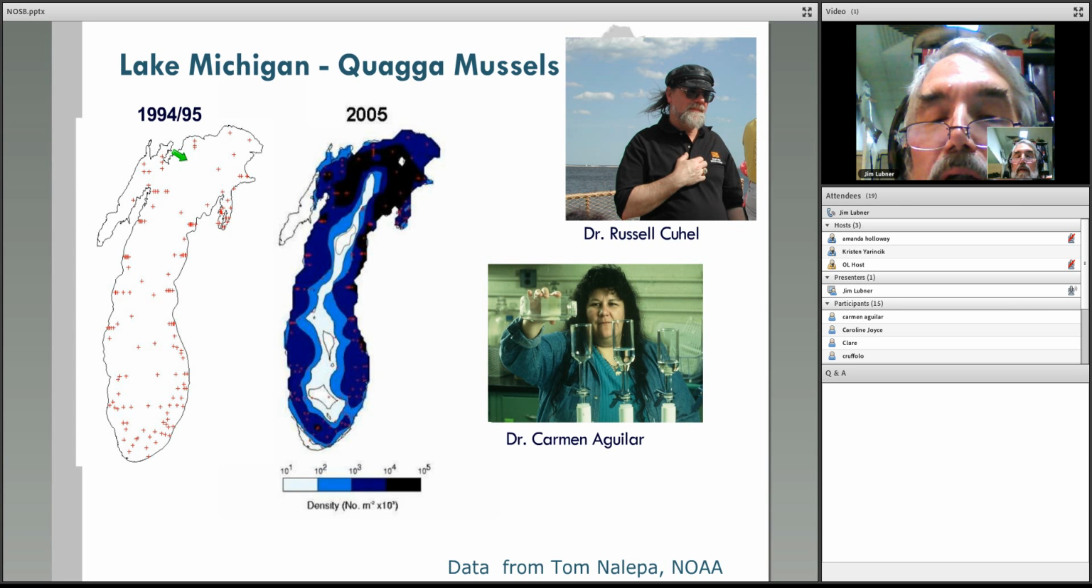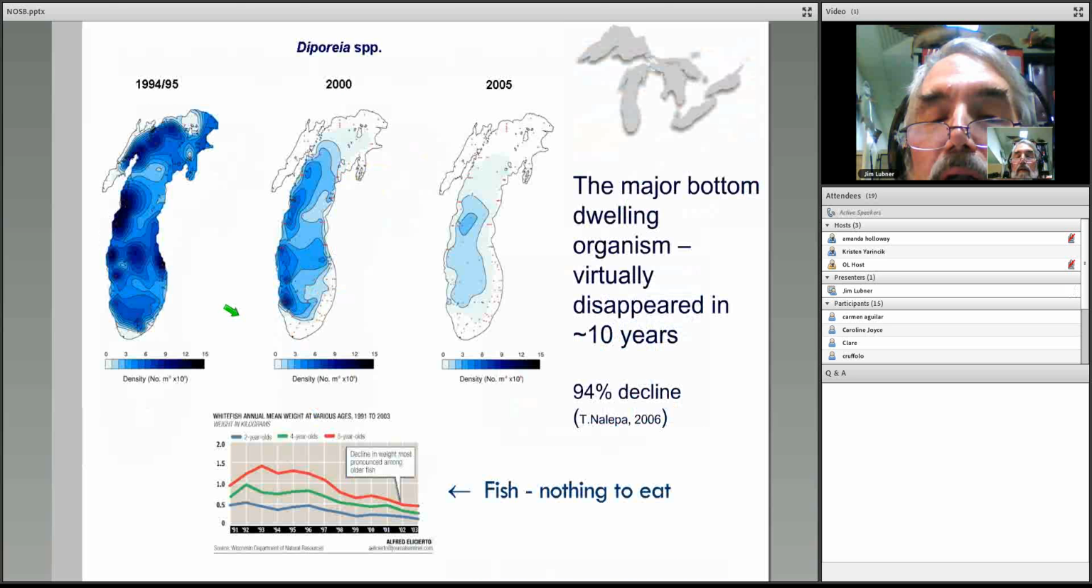But you can see here in 94-95, when we had lots of zebra mussels, we had very, very spotty indications of quaggas. And in just a 10-year period, quaggas have really taken over and outcompeted zebra mussels, especially here in the southern part of Lake Michigan and in other parts of the Great Lakes system. So they're, again, causing new changes to our ecosystem. One of the organisms that's been affected is a small shrimp-like critter, an amphipod, that lives in the bottom of Lake Michigan and the other Great Lakes.